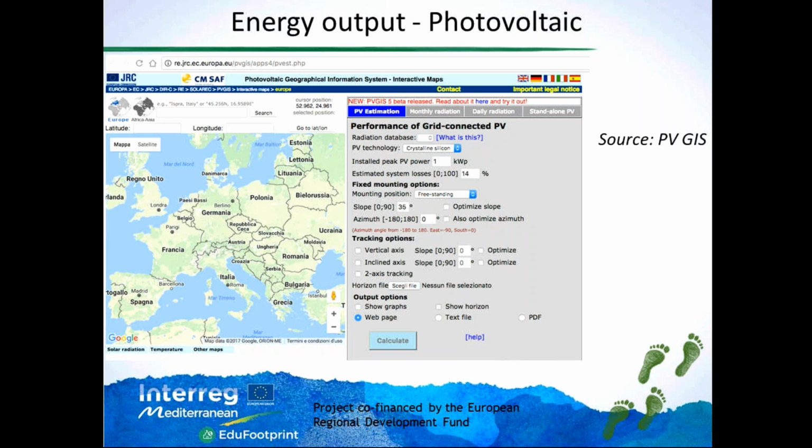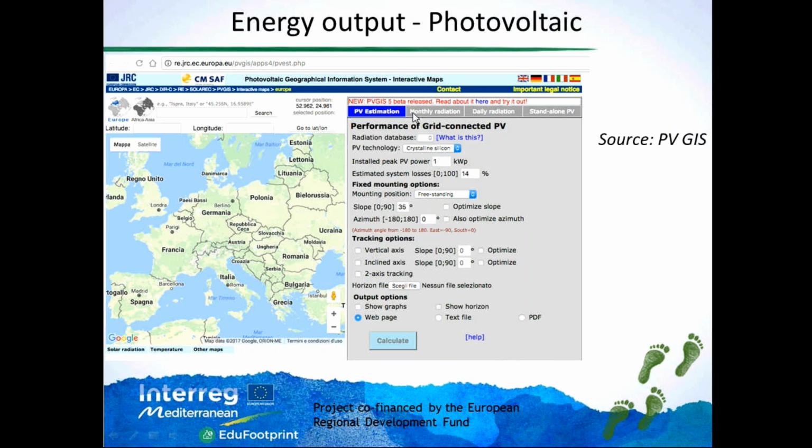So in this case, you have to choose the PV technology that you want to use, and the installed power of the plant. In this case, for instance, I put 1 kilowatt. For the estimated system losses, I just left the value which was proposed by the system, which is a good average value. Then you should put the slope, so the tilt angle. We were talking about that at the beginning, and the azimuth. And the azimuth, sorry, 0 azimuth means that the panels are oriented towards south.